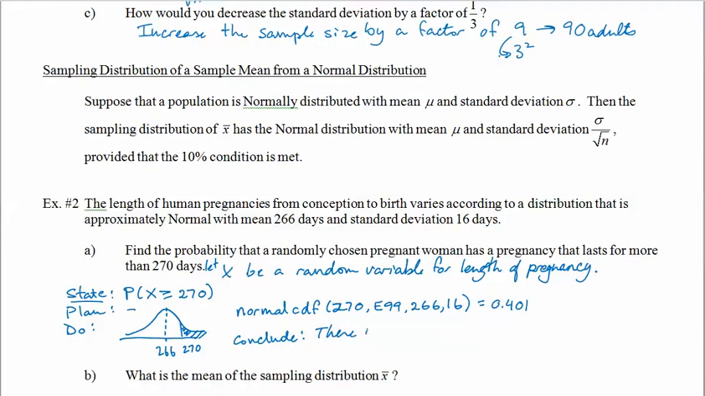and then conclude there is an approximately 40% chance a random pregnancy will exceed 270 days.